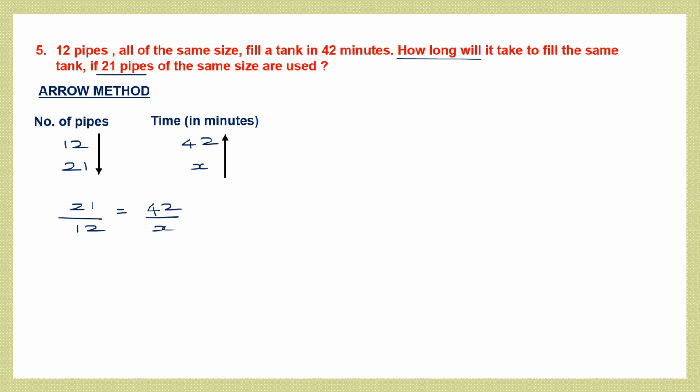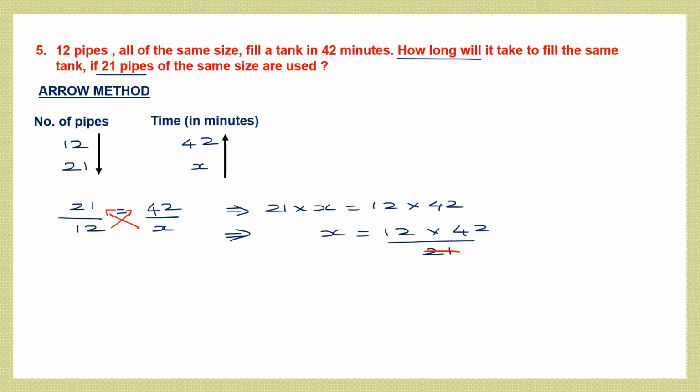Now let's cross multiply these two. So here what do we get? We get 21 into x is equal to 12 into 42. So we're going to find the value of x, which is 12 into 42 divided by 21. We can cancel 21 and 42. So that is 2. So 12 twos are 24.